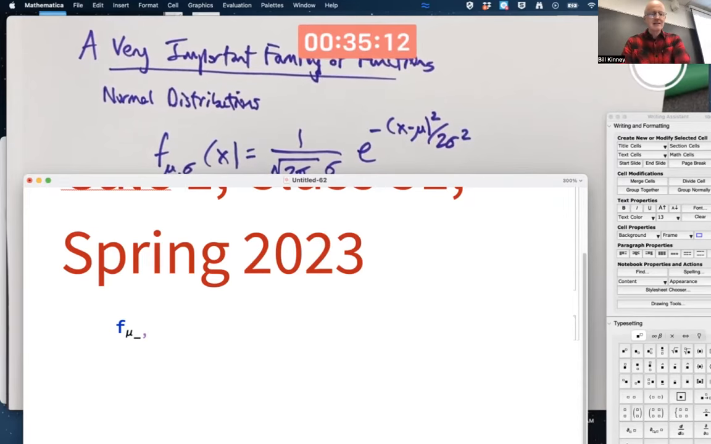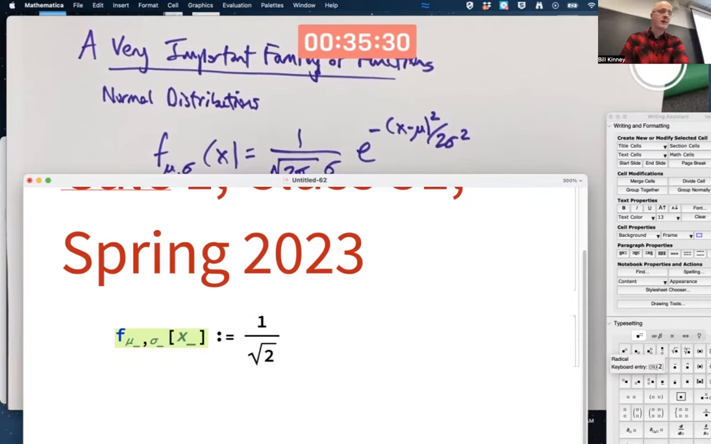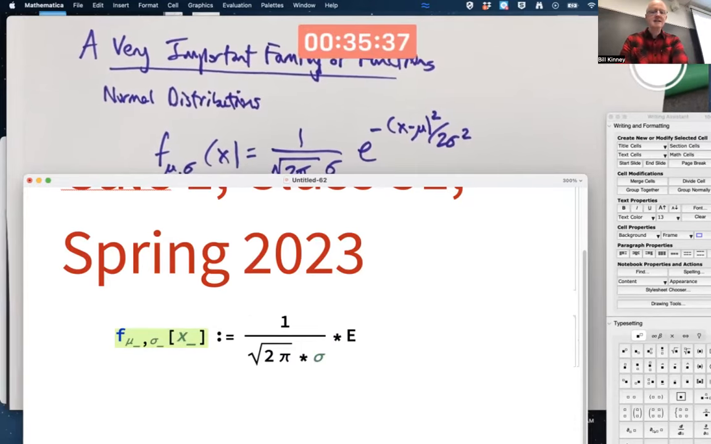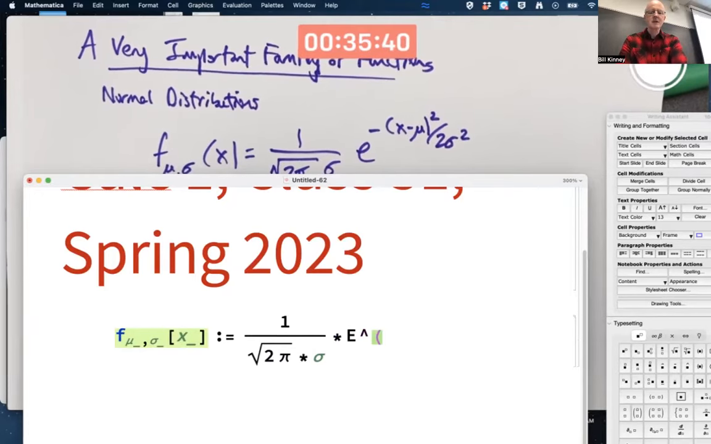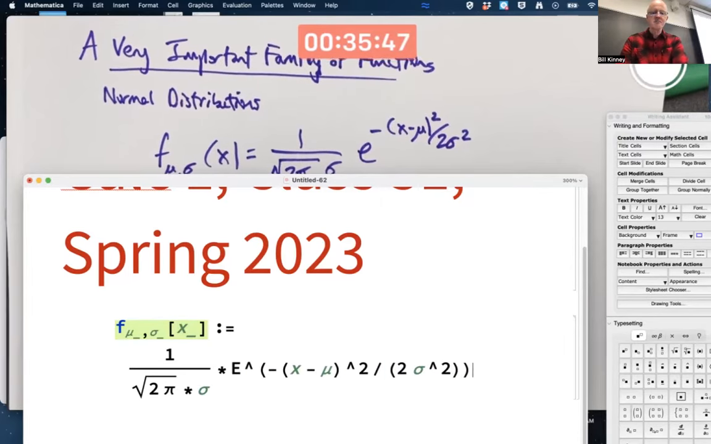Comma, a sigma is escape S escape. There's a little sigma. I'm using underscores because I'm first defining the function. Once the function is defined, then I don't use the underscores anymore. This formula is 1 over square root of 2 pi. I can make a pi by going to escape P escape, times sigma, times E, which has got to be a capital E in Mathematica, to the negative x minus mu squared over 2 sigma squared.